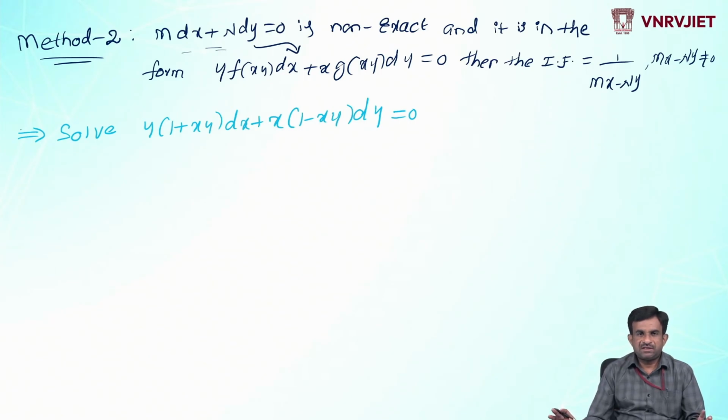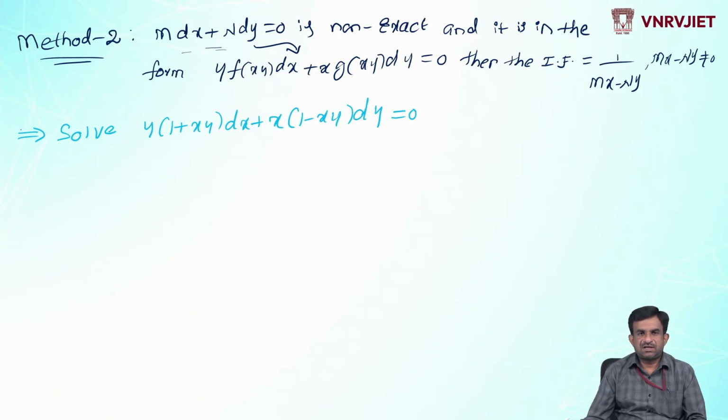Directly don't find the integrating factor for this standard form. Don't think that because this is in the form y into some function of xy, then x into g of xy, you should directly write the integrating factor. Sometimes this type of standard form may turn out to be exact. If it is exact, there is no need to find the integrating factor. We can find the solution by taking M dx plus N dy equal to c. That is the required general solution.